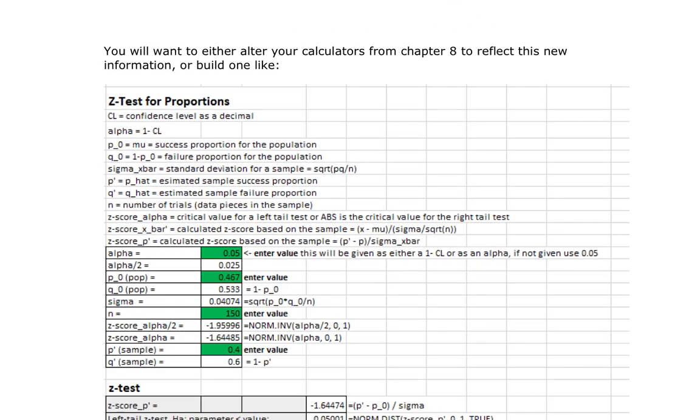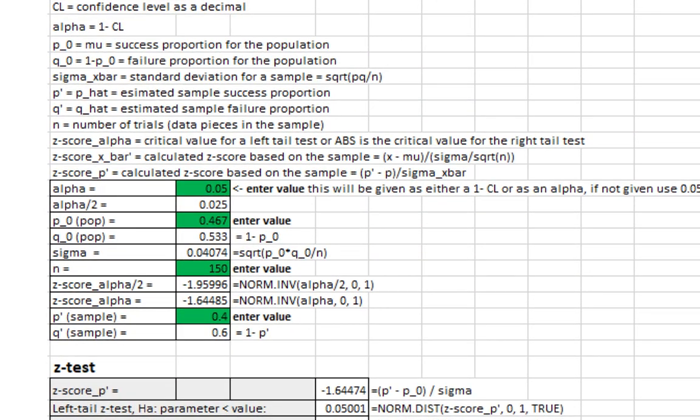Here is the spreadsheet for proportions. You can see that I'm using P naught and Q naught for the population, and then I have the P prime and the Q prime for the sample. So I put in my alpha, I put in my P naught, it calculates my Q naught, it gives me my sigma, I put in my N.